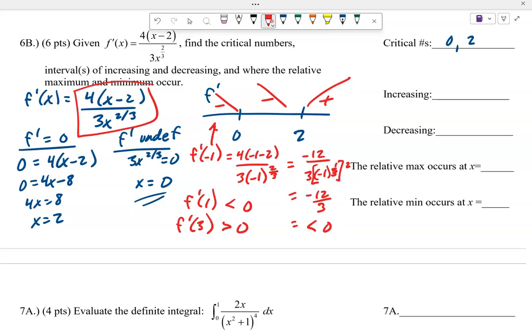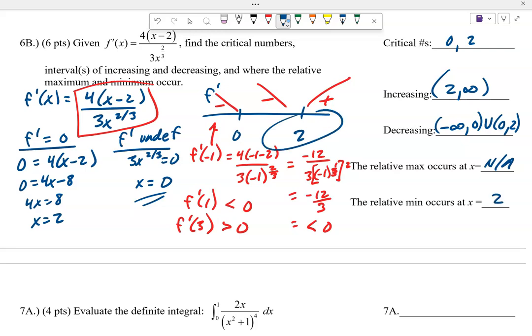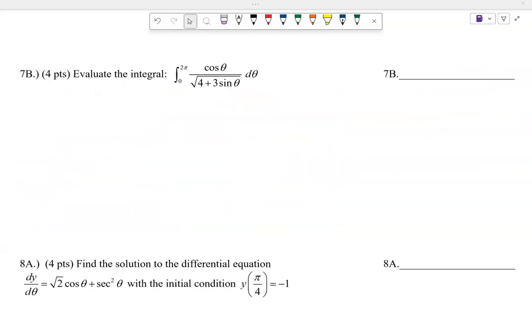So we are increasing from, let's go ahead and write this down, from 2 to infinity. We are decreasing from -infinity up to 0, and then from 0 to 2. The relative max occurs... we have no relative max. We do have a min there at 2, right? It decreases, then increases. So we have a min at x equaling 2. All right, let's go ahead and do some integration with 7b here.